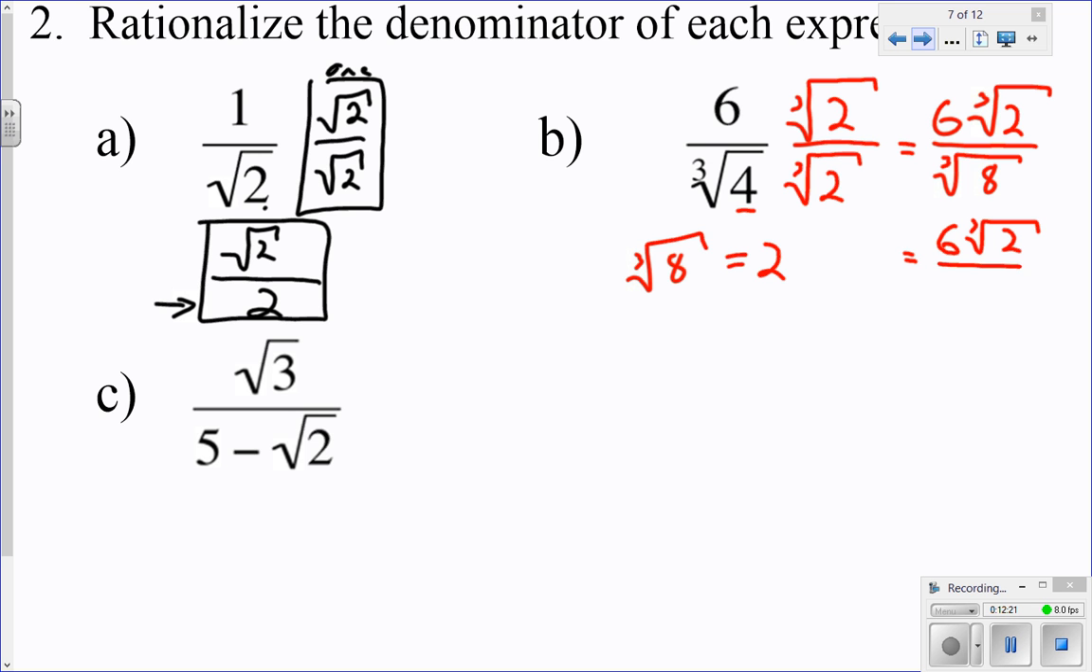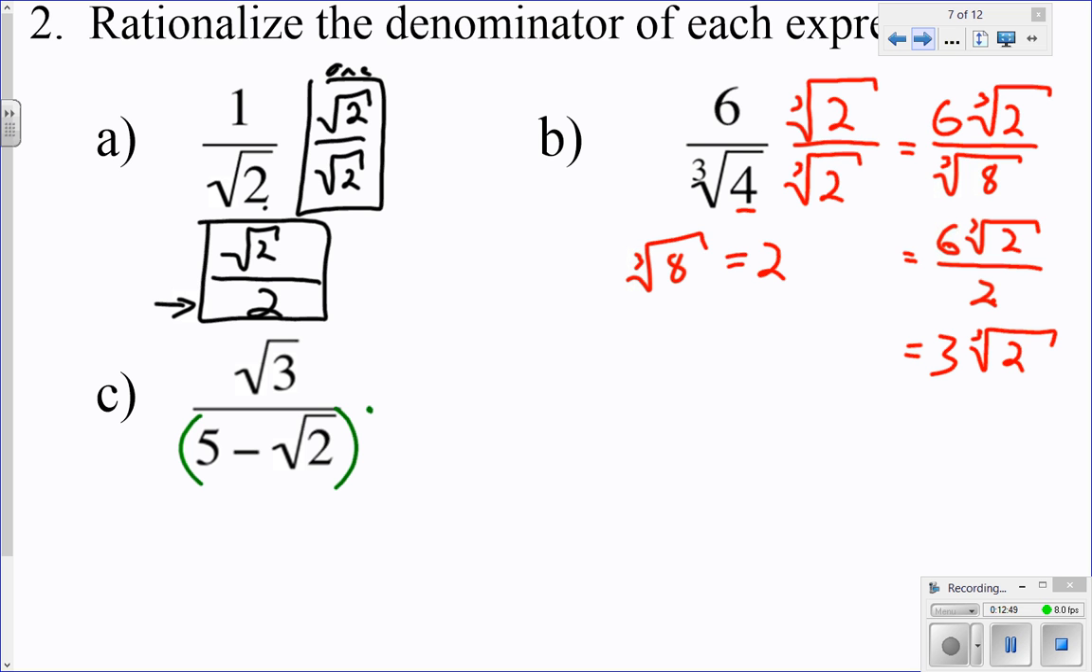And then I look at my coefficients, 6 and 2. Well, 6 divided by 2 can be reduced, so I get 3 cube roots of 2. So there's that rationalized. For C, we have to utilize a conjugate here. In order to do this, we want to multiply by our conjugate. So it's very similar to how we did it with complex numbers.